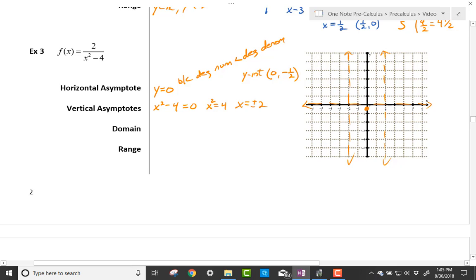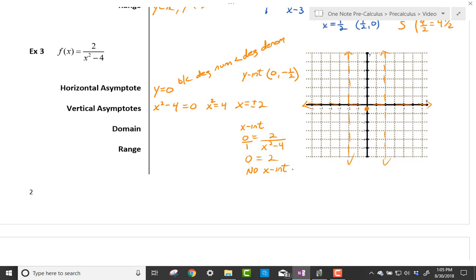All right, x-intercept. Now, I'm going to show the work here, but again, if you remember what I talked about earlier, x-intercept, plug in 0 for y: 0 equals 2 over x squared minus 4. Cross multiply: 0 times x squared minus 4 is 0, 1 times 2 is 2. 0 definitely does not equal 2. This implies that there is no x-intercept on my graph. That's okay. Doesn't matter to me. I'm good with that.